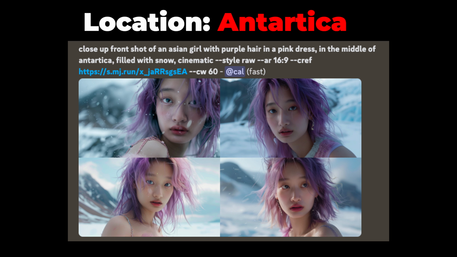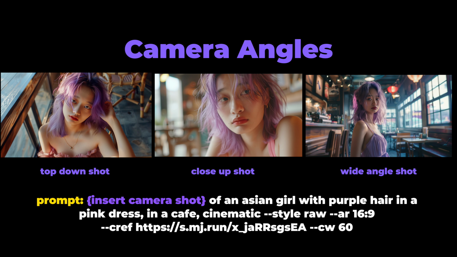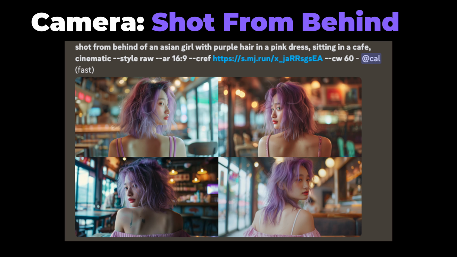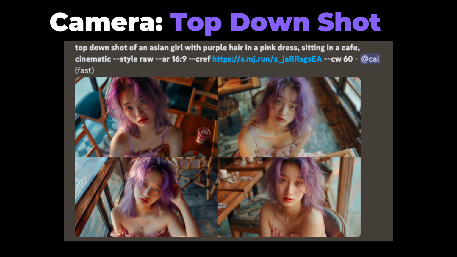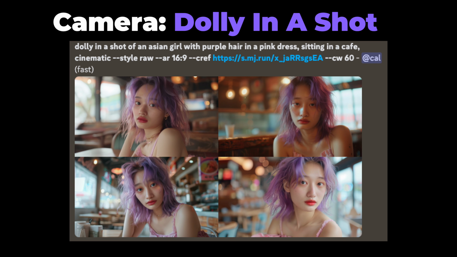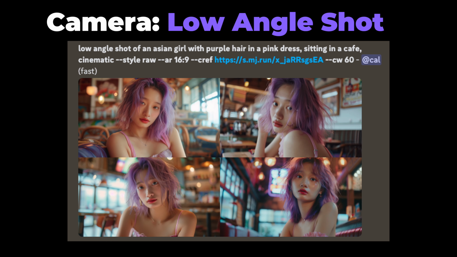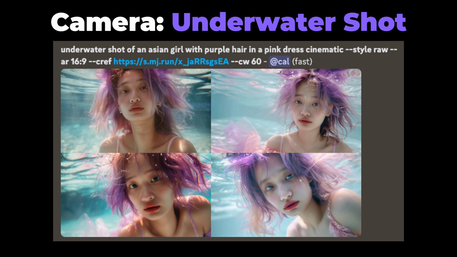Now, besides external environments, you could also vary the shot style by varying the camera angle. Here are some examples. The first could be a shot from behind, or a top-down shot. Or you could change it to a dolly-in shot, a wide-angle shot, or a low-angle shot. And all of these shots allow us to have different angles of variation for our character. You could even try something different and fun like an underwater shot. And this provides us with a very model-like shot indeed.